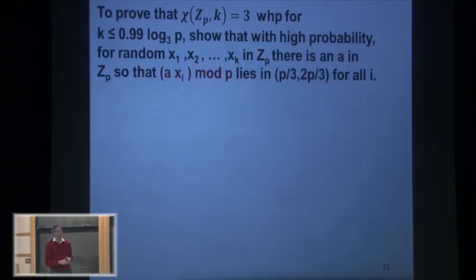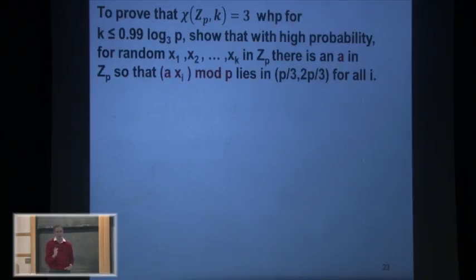So here is a claim. We want to prove the following. We have Z_p, so think now about p as some large prime, right? And we choose (1 - epsilon) log_3 of p random elements of Z_p, and we take them, we take the inverses, and we want to show that with high probability the chromatic number is 3.